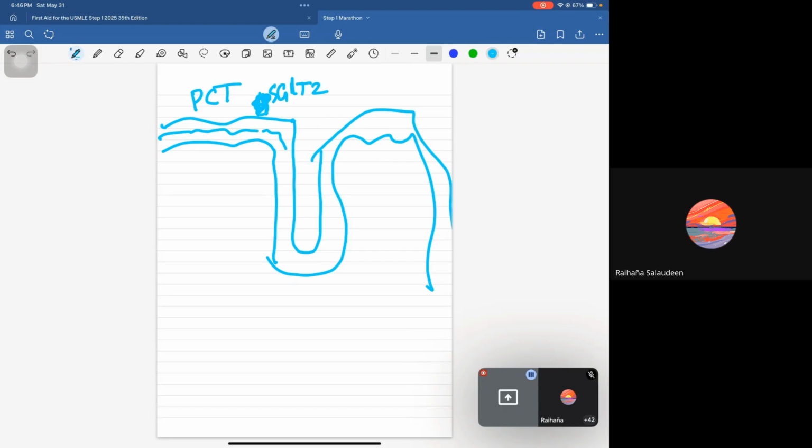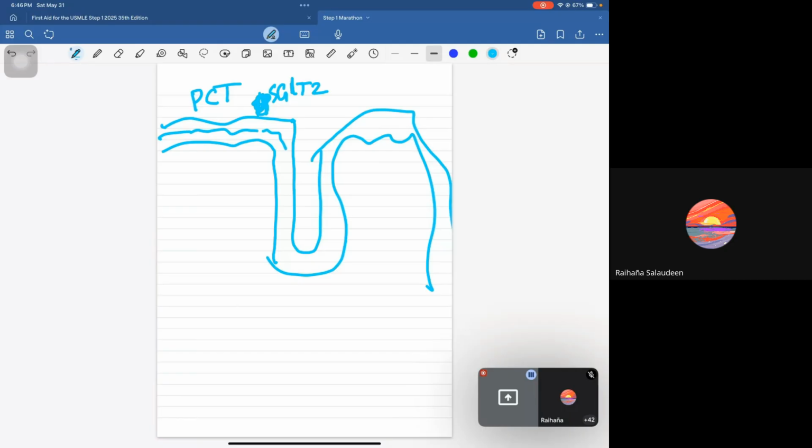So these are canagliflozin, dapagliflozin, and empagliflozin, right? These are going to decrease the absorption of sodium and glucose. As a result, all of the sodium is going to go into the urine, water is going to follow it, and glucose is going to go with it as well. So it's going to cause natriuresis, diuresis, and glucosuria as well. So glucose is going to go into the urine, and the glucose levels are going to be reduced.